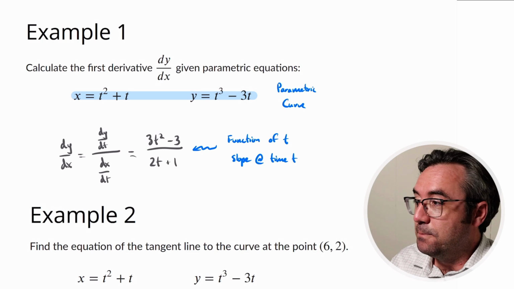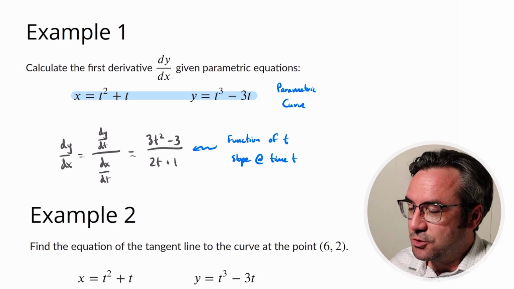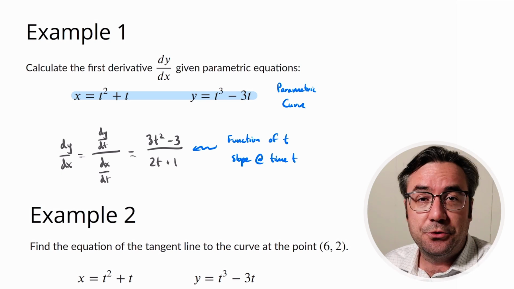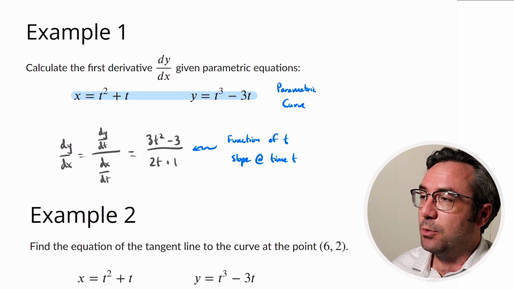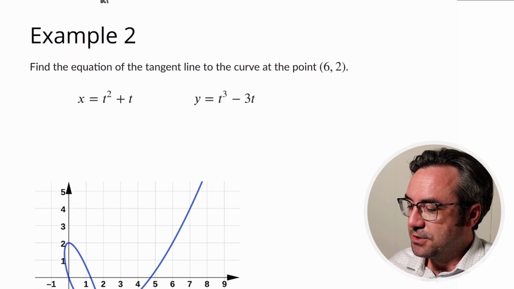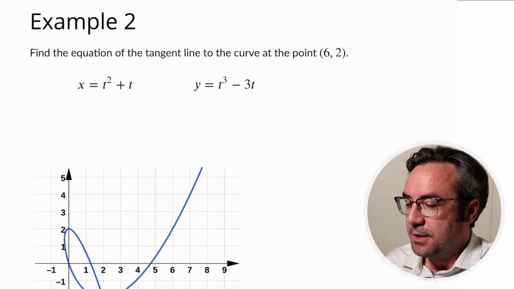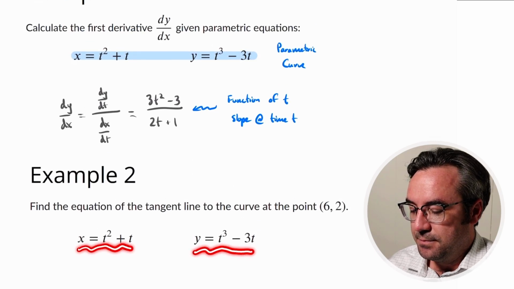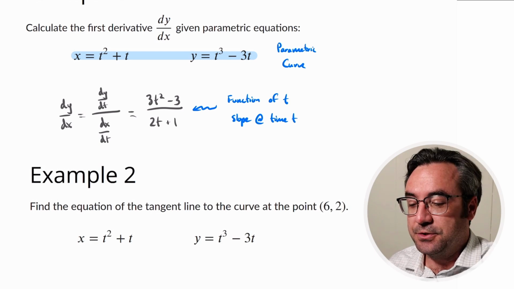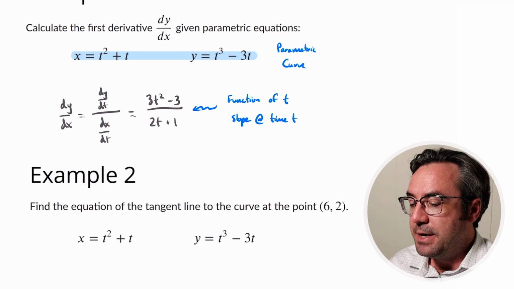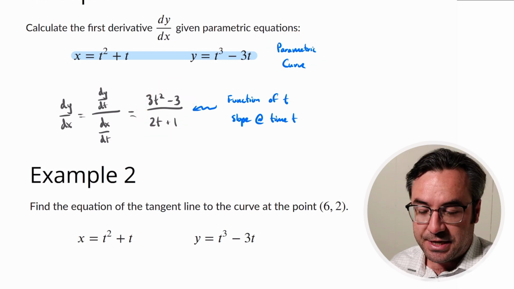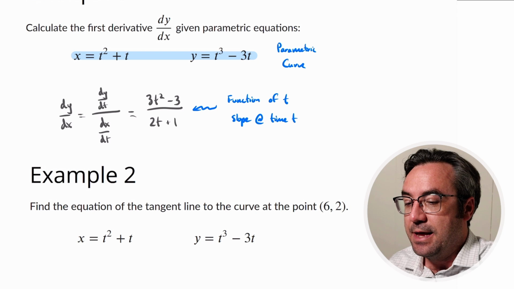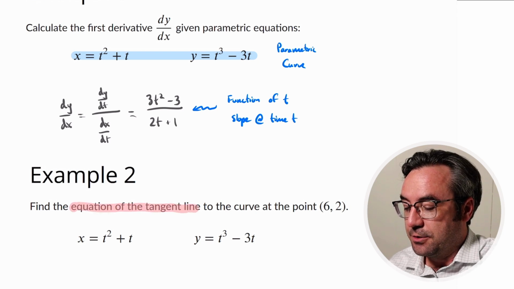All right, so let's try an example where we get a little bit more specific, where we actually try to figure out the slope at a particular point. So let's look at example 2. This is the same system of equations, the same parametric curve, but now we're going to use the derivative that we just calculated to try to find the equation of the tangent line at a particular point.